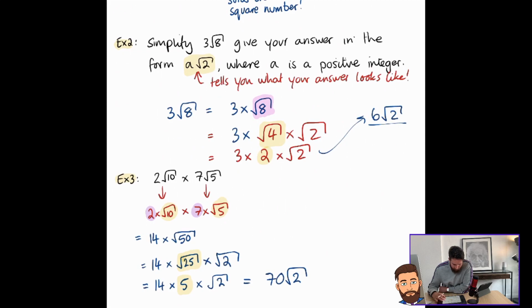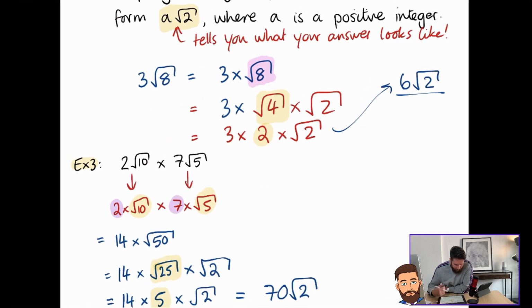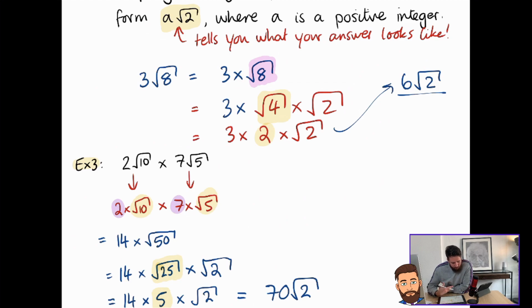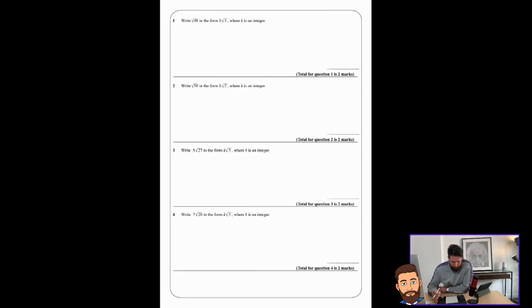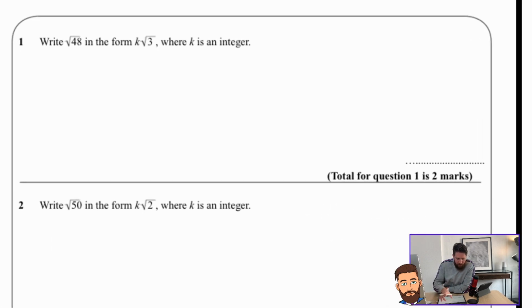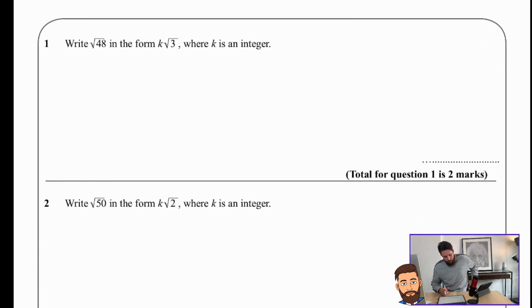So hopefully you managed to follow along. If you're not quite sure yet, I'm still going to go through the questions in the worksheet. So the more you see this and the more you follow along, the easier it will become. So if we look at question 1. And if you're feeling confident, if you're thinking, yep, I can do this, crack on, you can get on with the worksheet. If you're still a bit unsure, you can follow along with me. But question 1 says, write root 48 in the form k root 3, where k is an integer.